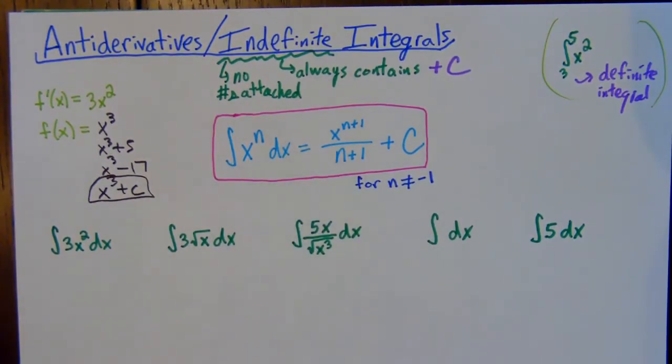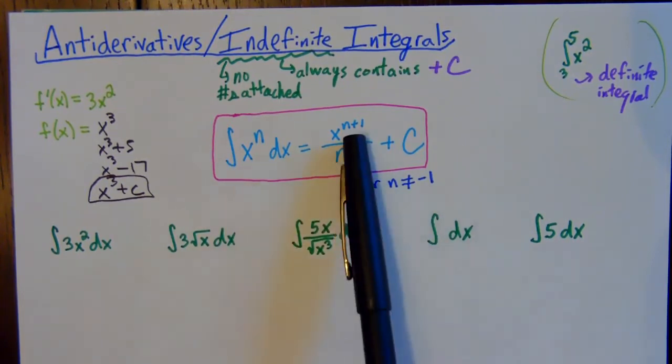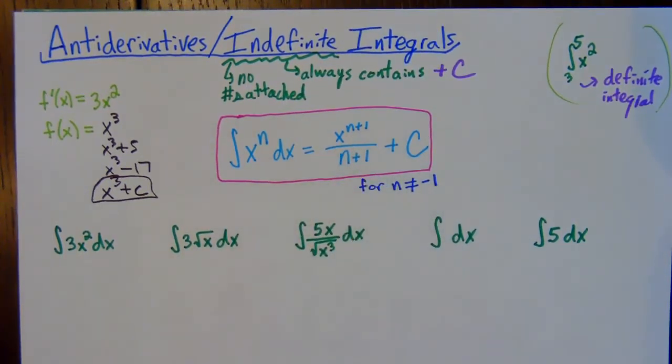So we've got several examples here. Let's fly through them, because it is supposed to be a very quick, very easy thing. Just add 1 to that power and divide by that same number. Eventually it'll be like second nature and you won't even have to think about it.